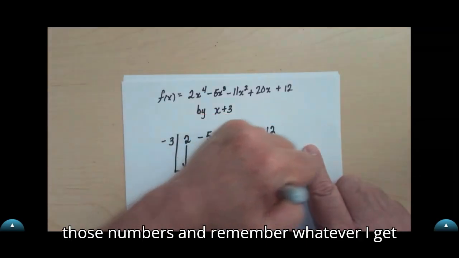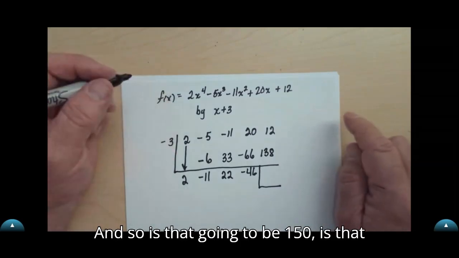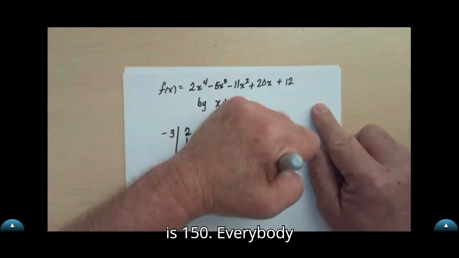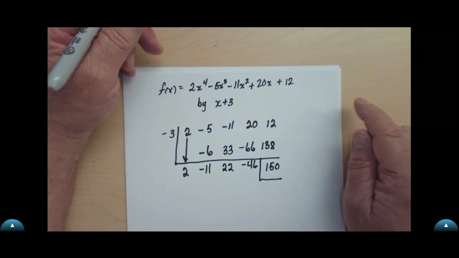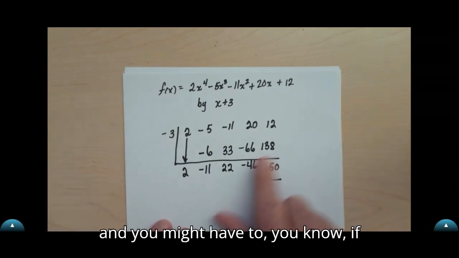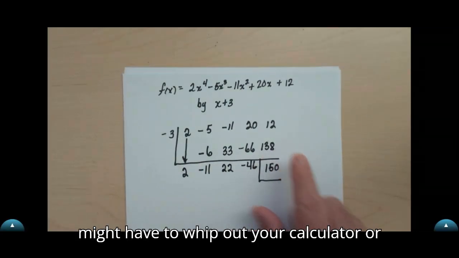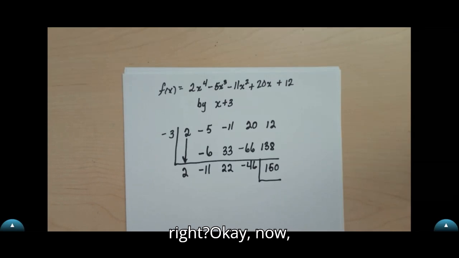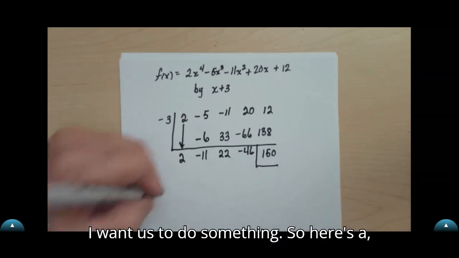And then I'm going to add those numbers. And remember, whatever I get when I add these numbers is my remainder. And so is that going to be 150? Is that right? 12 plus 138 is 150. Everybody see? So you can see that these numbers might start getting sort of big, and if you're not awesome at arithmetic, you might have to whip out your calculator, but the process is simple, right?